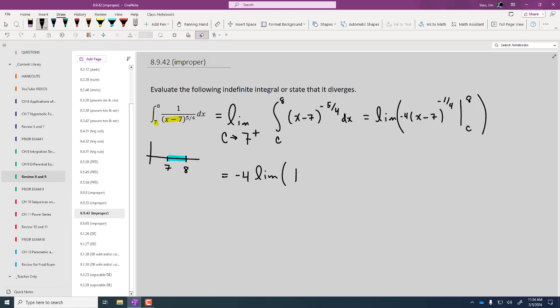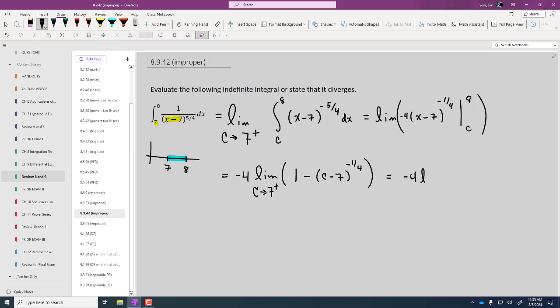And then we plug in the c, and we're subtracting. And I factored out the -4, so that's out here. So we subtract off, that's going to be c minus 7 to the negative 1/4. And that limit is as c goes to 7 from the right. So this is going to where? Negative infinity to 0. To 0.